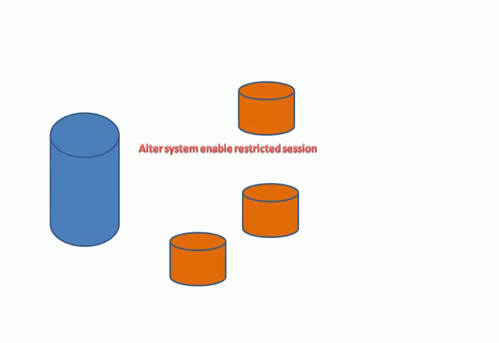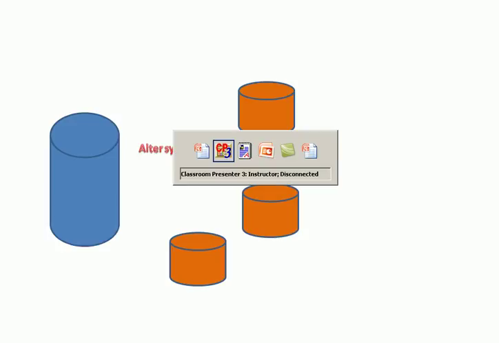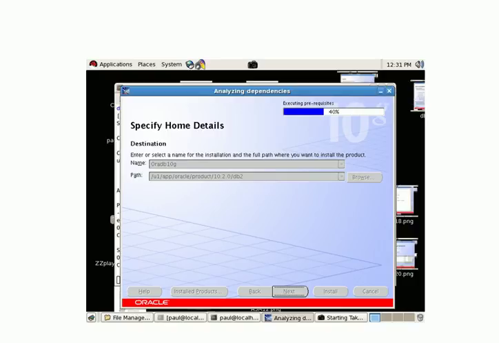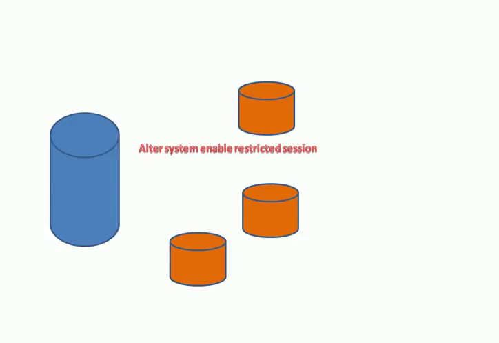We can also fire commands like alter system enable restricted session. By firing this command, the remaining databases can't connect to the ASM instance. You could do this, for example, if you don't want other databases to connect to the ASM instance. Suppose you are doing some rebalance activity and you don't want any other databases to be connected to the ASM instance. Then you fire this command, alter system enable restricted session.